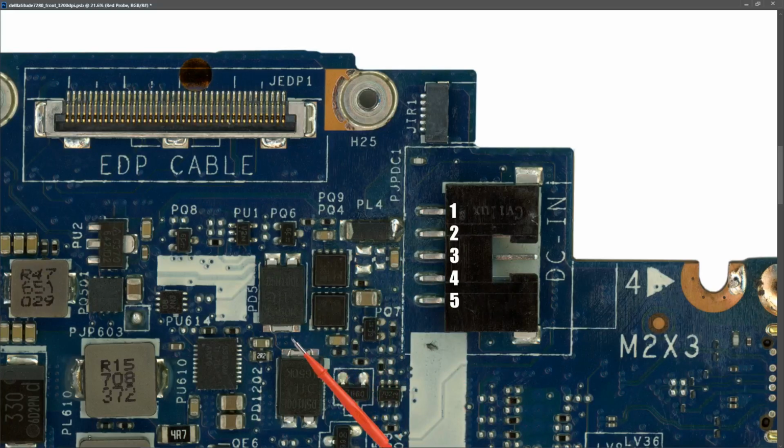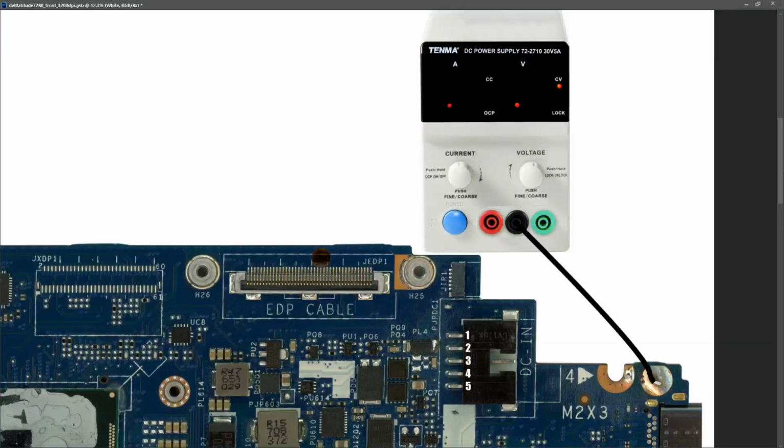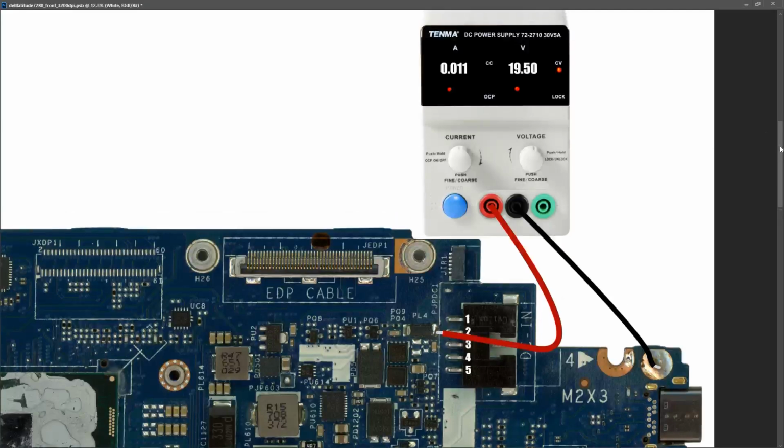resistor. So, to bring power to this motherboard, I introduce my DC power supply, I connect my black wire to ground, I connect my red wire to the inductor PL4, it was just easier to solder directly onto this inductor than to solder to pin 2. I set the voltage for 19.5 volts, and when I switched it on, it started drawing 11 milliamps. Current draw of 11 milliamps is in line with what we would expect a motherboard to draw when it's plugged in but not powered on yet.